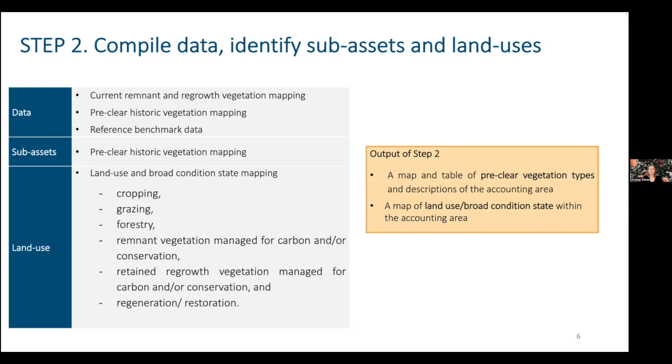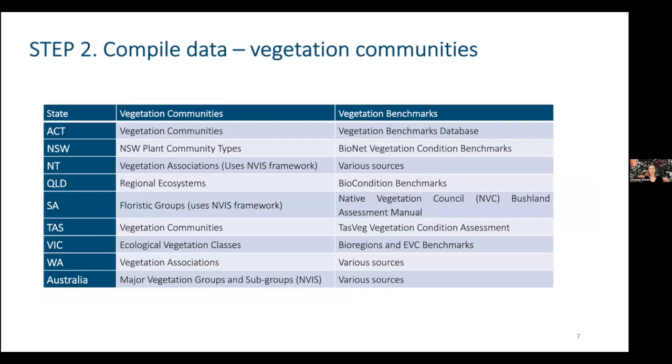And so the outputs of step 2 will be a map and a table of the pre-clear vegetation types. So remember, that's our sub-assets and the descriptions for each of those for the accounting area, and a map of the land use or broad condition states within the accounting area. And so this table is just an example of the different classifications that exist within Australia within each of the states, and then also the name of the reference benchmark databases if they exist for each of the states. And again, this is published in the method as an appendix.